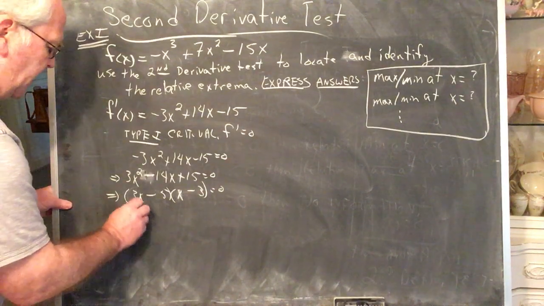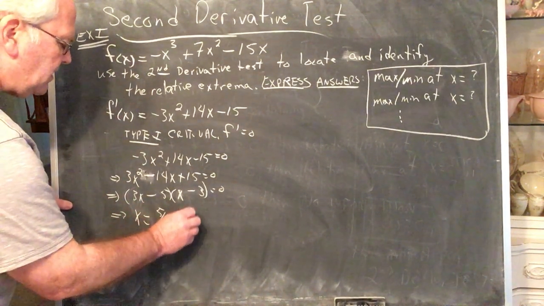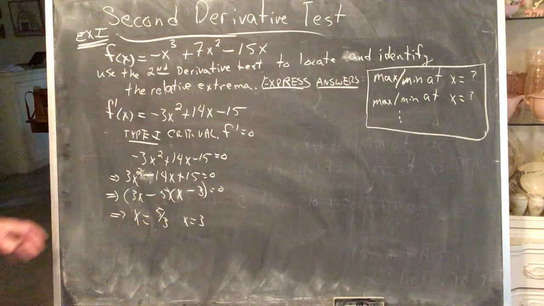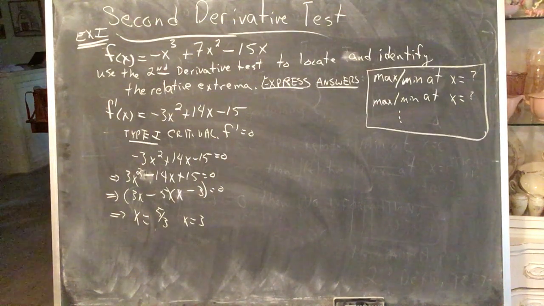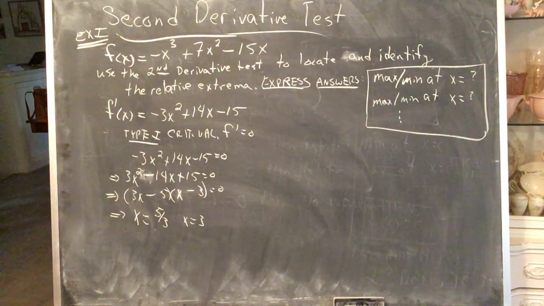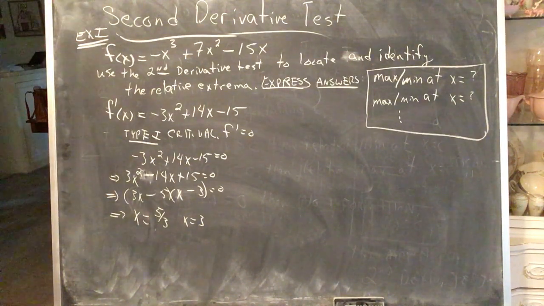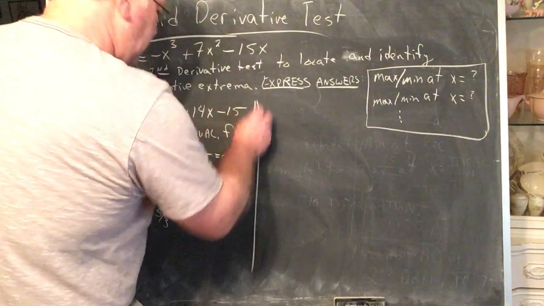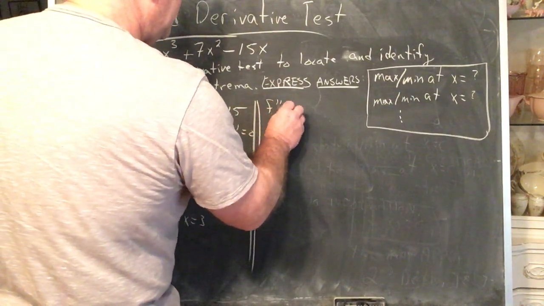And so what we generate out of this, the two solutions are 5/3 and 3. So we have two critical values. One possibility for c is x equals 5/3. One possibility for c is x equals 3. And so now the question is, how do we analyze this? Well, the second derivative test means, of course, we need the second derivative. So that's not the challenge.